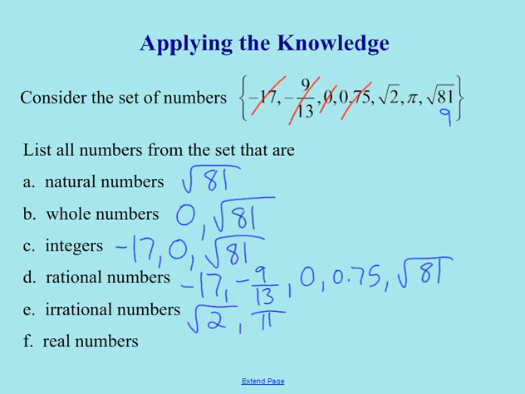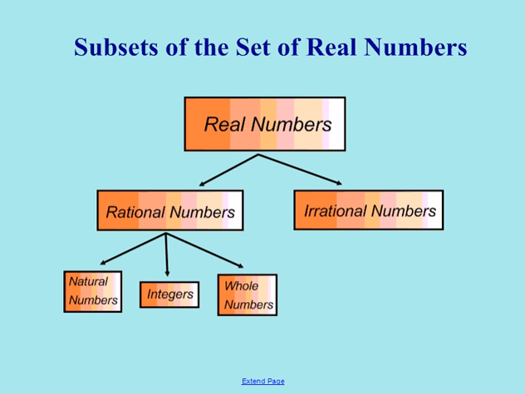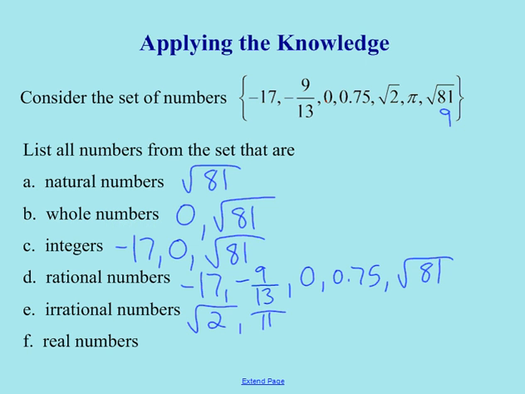And finally, part F, the set of real numbers. Well, from the previous slide, you noticed that the set of real numbers was at the top. Everything underneath it is a real number. So what that means is that every number in this set of numbers is a real number.